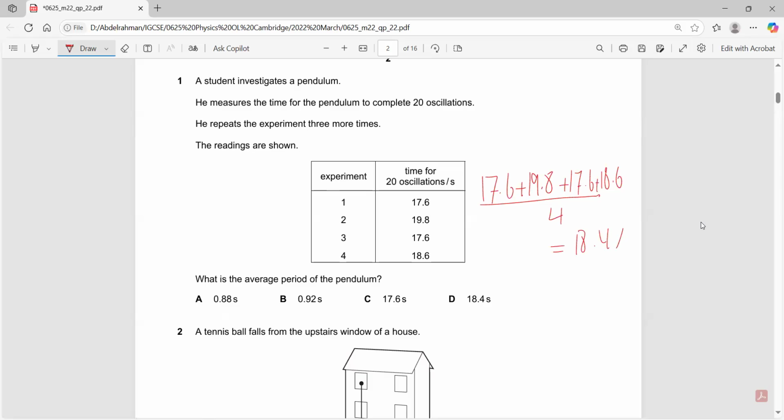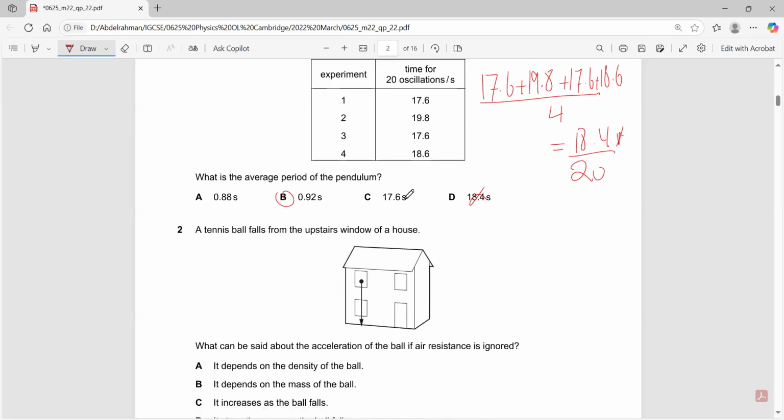No, the answer is not D. Okay, 18.4, it should not be. Why shouldn't it be D? Because this is the time for 20 oscillations. We need the average period. The period is the time for one oscillation. So we need to divide this by 20, giving you a period of 0.92 seconds.